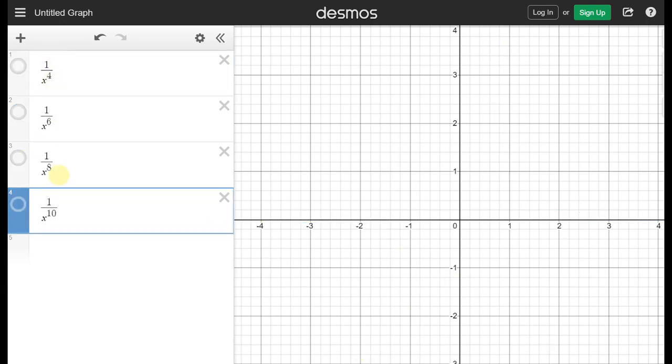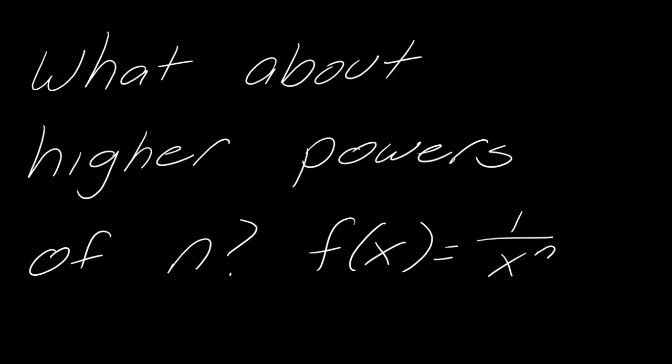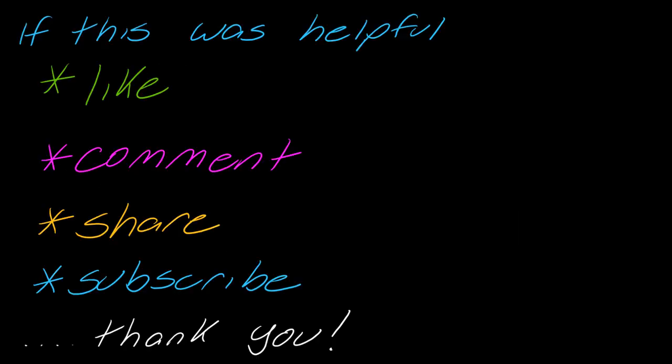All right, so now I've got even powers of x. So for 1 over x to the fourth, it looks very similar to 1 over x squared. If we look at 1 over x to the sixth, same idea. So it still maintains that shape. Again, it just gets flatter as we go to higher powers down on this part, and then it gets more narrow on the inside. So we've seen those patterns before. They still hold here. Okay, and so that brings us to the end of this video.